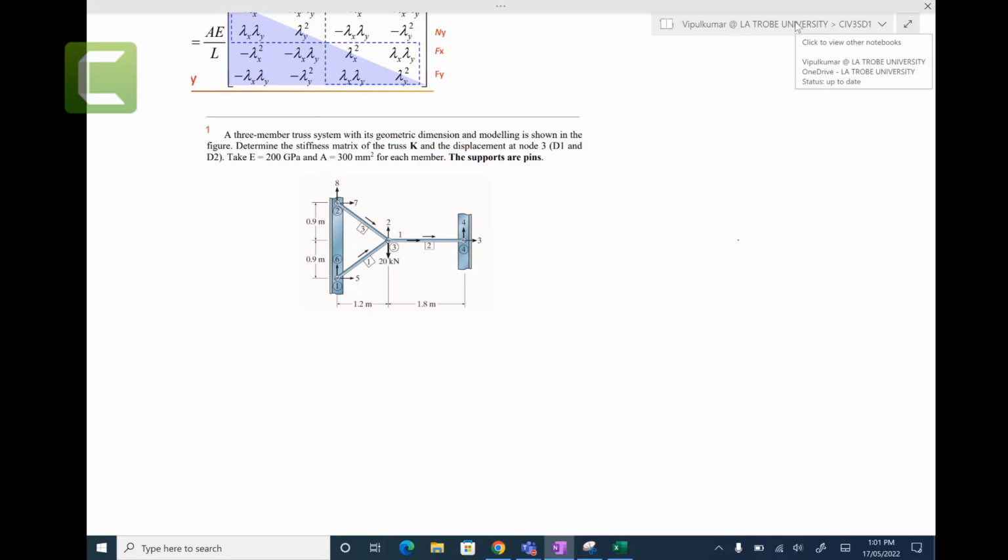Some of the details I think we already studied in the lectures, so I will not go over those details again, because otherwise it will take a lot of time on those basics. I will not provide the theory behind the stiffness methods that we covered yesterday in the lectures. But let's solve these truss problems using the Space Gass software.